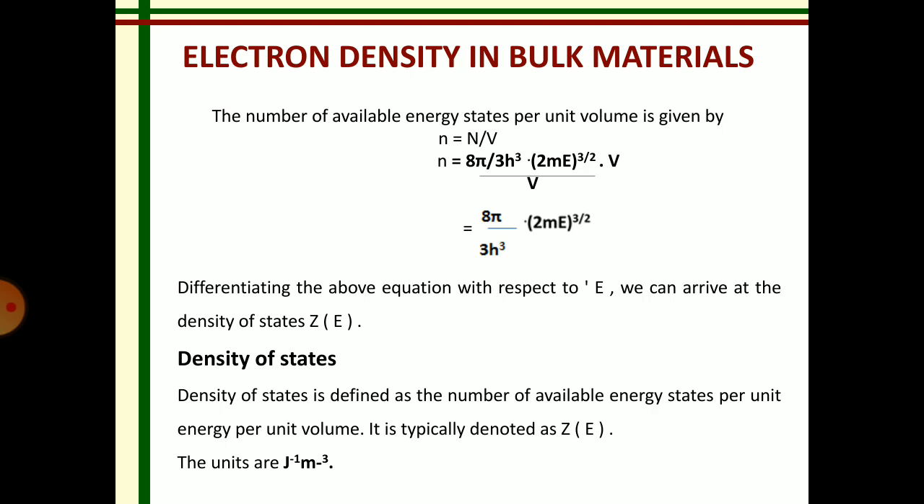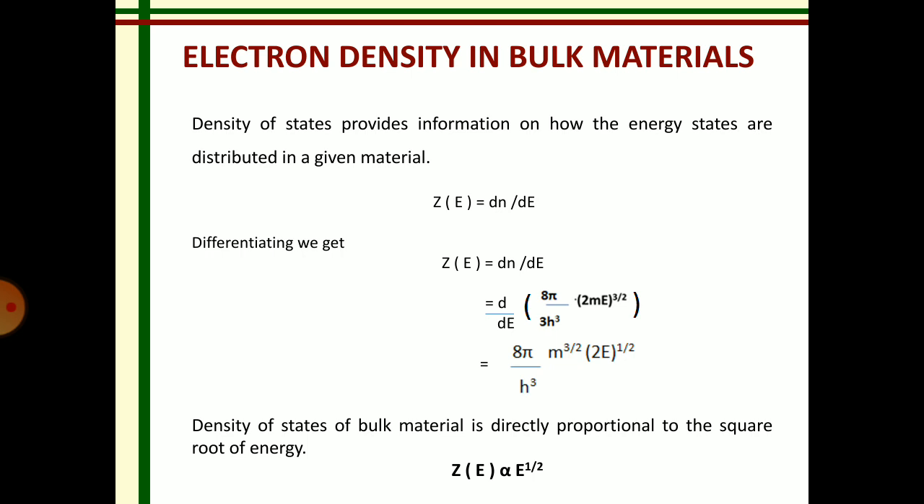Now we see the definition of density of states. It is defined as the number of available energy states per unit energy per unit volume. It is represented by Z of E. Density of states provides information on how the energy states are distributed. Simply, the density of states gives the information on how the energy levels are distributed in a material. Here Z of E is equal to dN divided by dE.